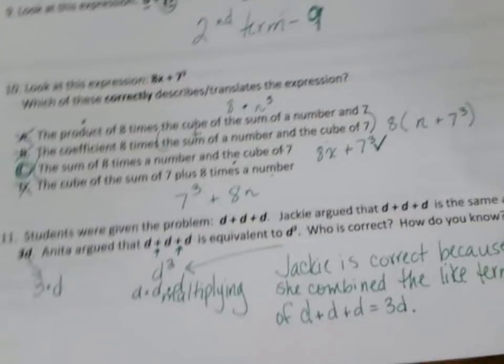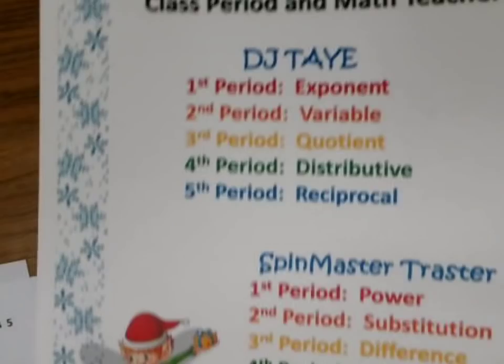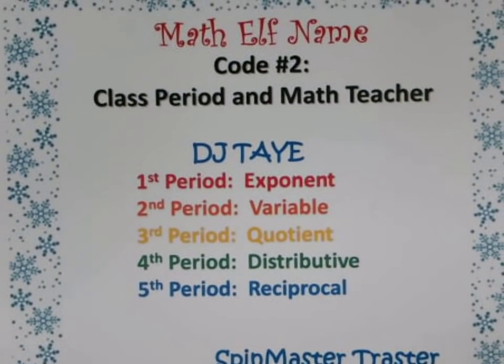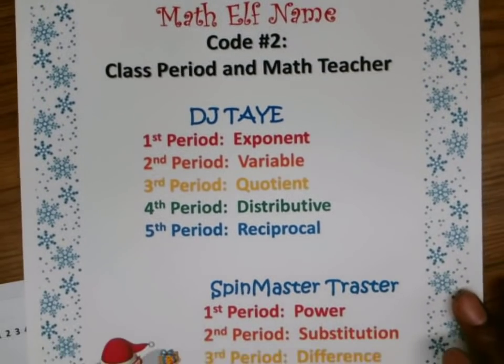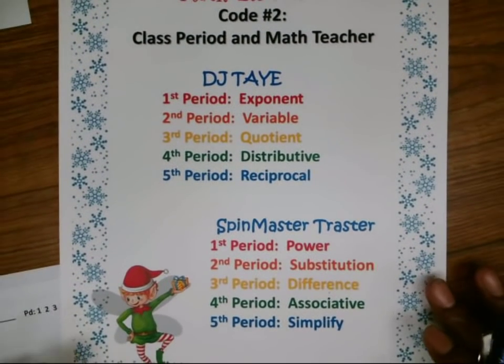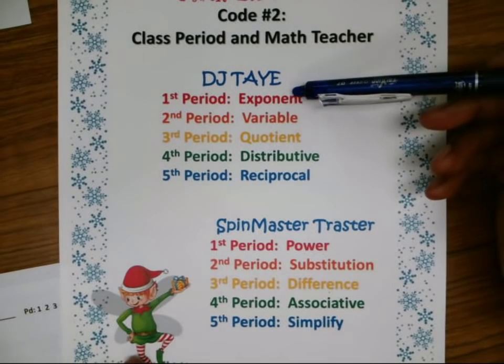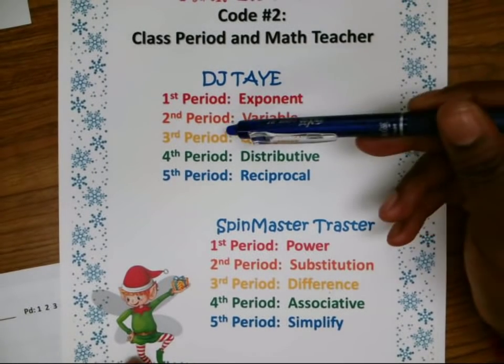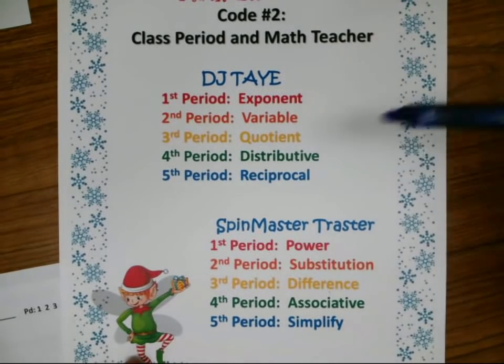All right. We're on to page 3 of our study guide. And we're coming back with some more math codes for you. So let's look at code number 2. Code number 2 is for class period and math teacher. So if you have DJ Tay, for first period it's exponent, second variable, third quotient, fourth distributive, fifth reciprocal.